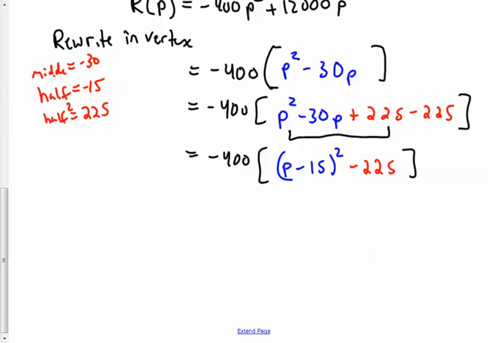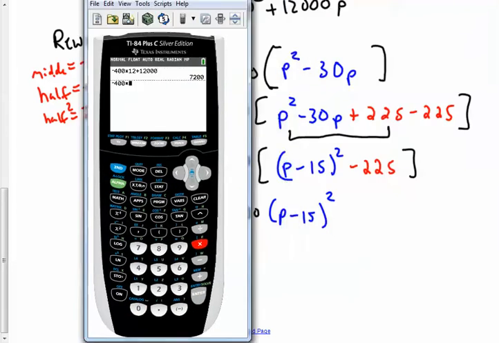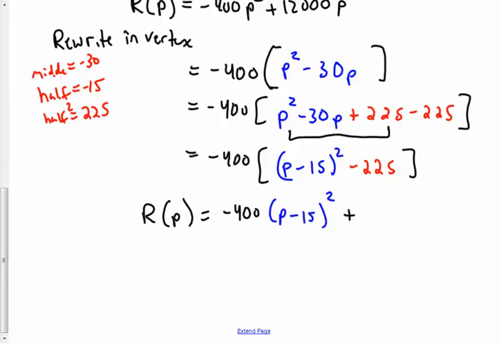So distributing it so I can see it in a more helpful form, in this vertex form, the revenue function should be negative 400 times p minus 15 squared, and the constant, I have negative 400 times that negative 225. So altogether, 90,000. So if we want to know the maximum revenue, the nice thing about this vertex form is, well, that constant part, that's the maximum revenue.